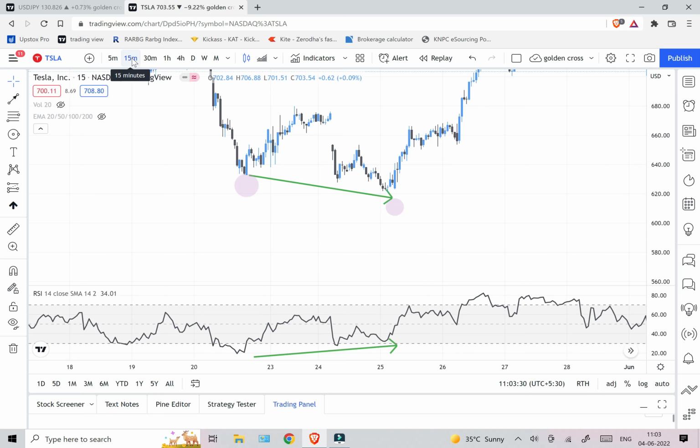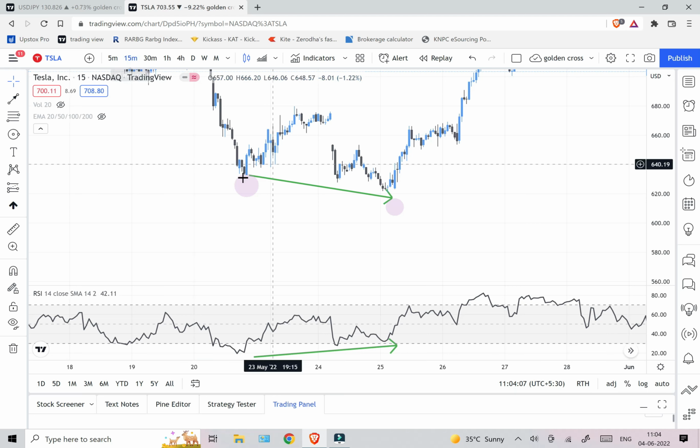So remember, the shorter the time frame, the faster the RSI divergence is going to work for you. The bigger the time frame, the slower RSI is going to work for you. Maybe it will take 2 days, 3 days, or 4 days if you have identified it on a daily time frame. Whereas in 15 minutes, 5 minutes or 3 minutes, the RSI is going to work at a faster rate. Keep that in your mind.